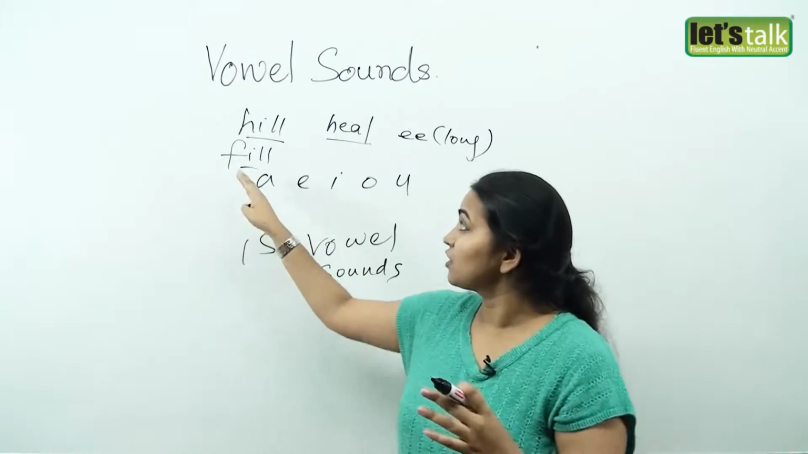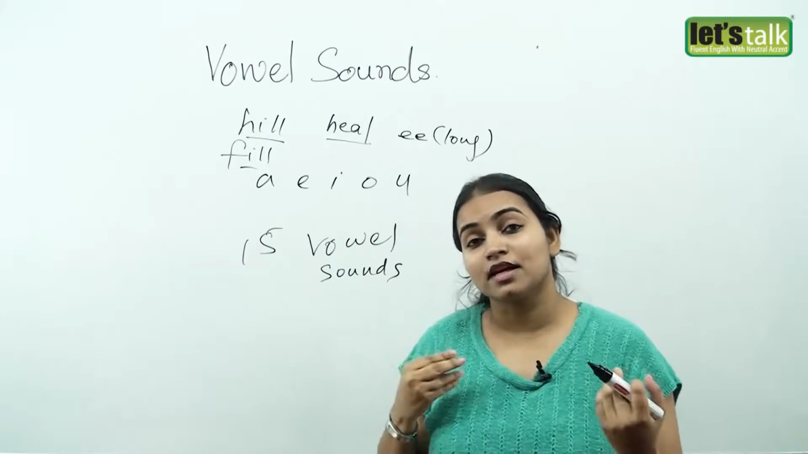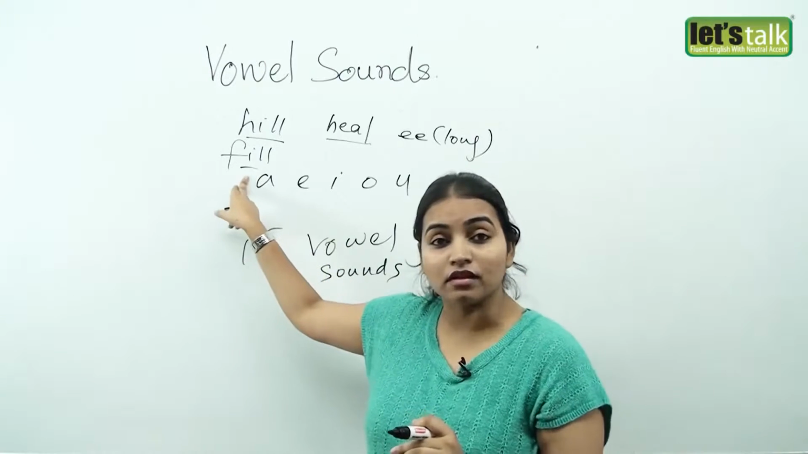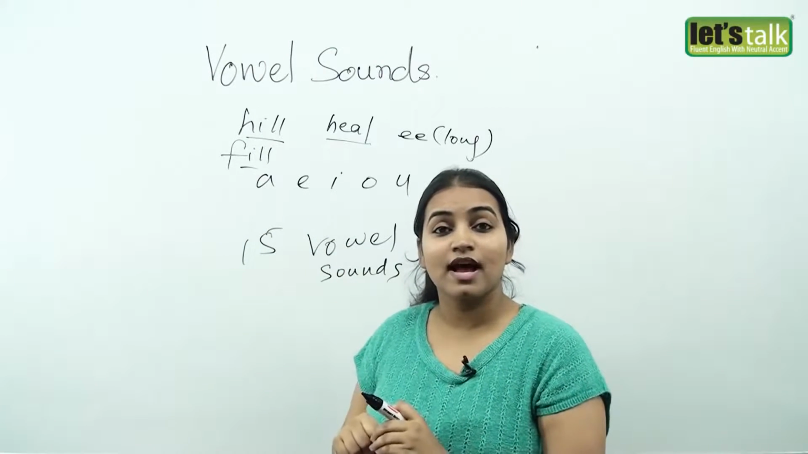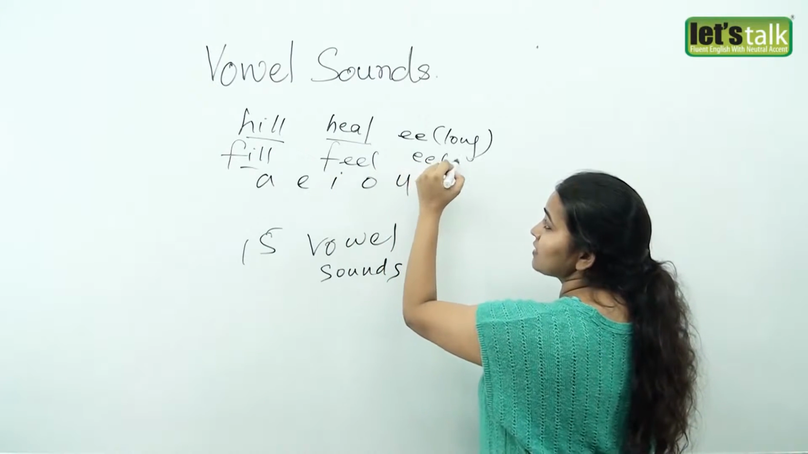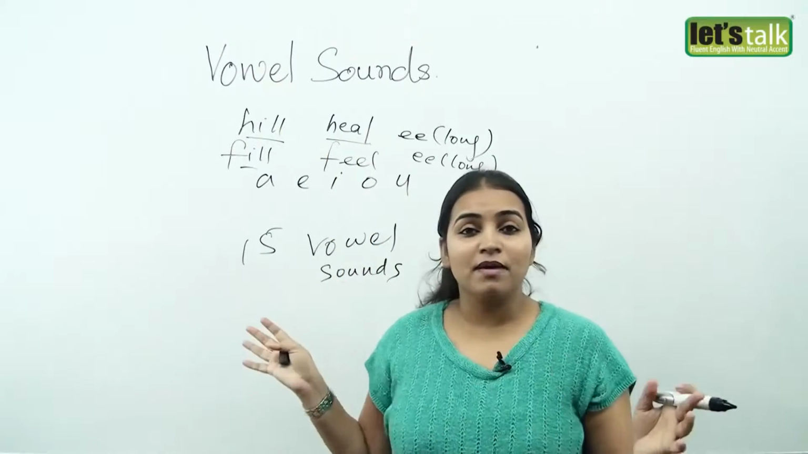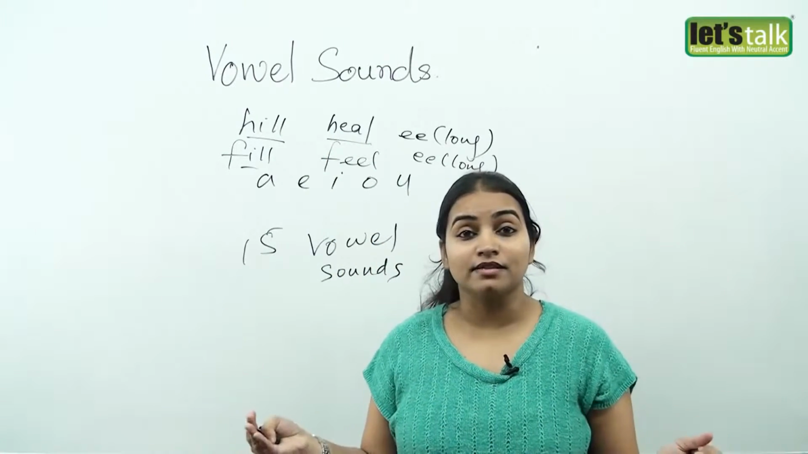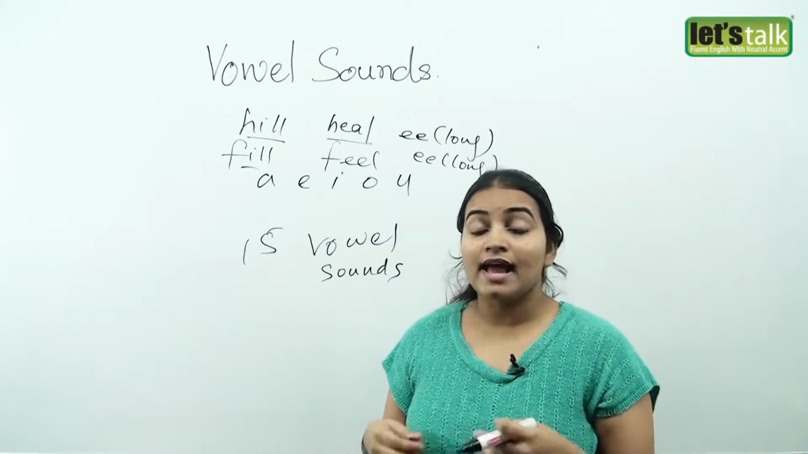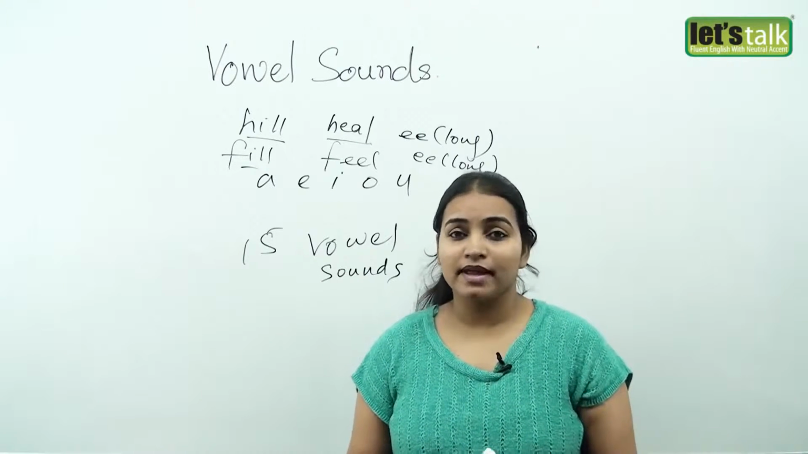Okay, so you have a hill, a short eh sound, and you have a heel, a long E sound. Consequently, you have a fill, a short eh sound, and a feel, which is a long E sound again. So these words all have completely different meanings, but their pronunciations are also different, and you use them in different contexts. So let us identify the main vowel sounds.